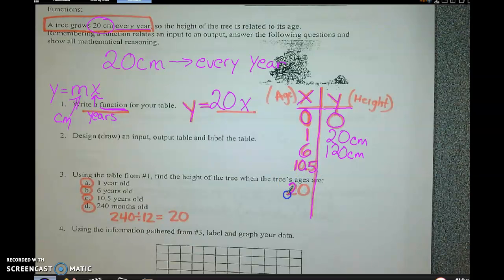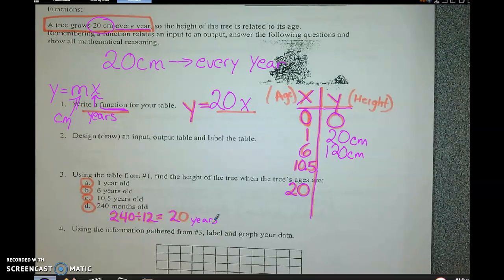Now you're going to go ahead and finish up your table for when the tree is 10.5 years old, and then also when the tree is 20 years old. We've got the 20 from right here. We were looking at 240 months. That 240 divided by 12 gives you the 20, because it's 240 months divided by 12 months per year gives us 20 years.